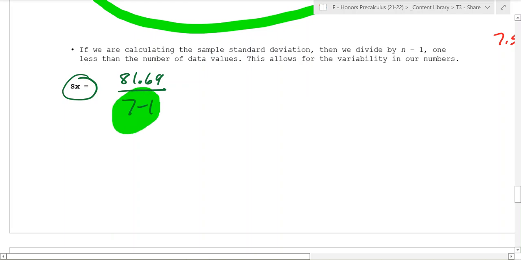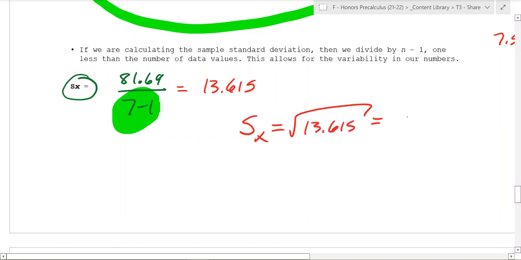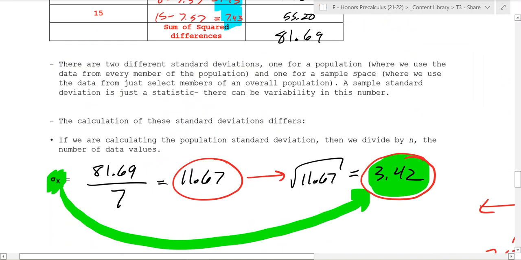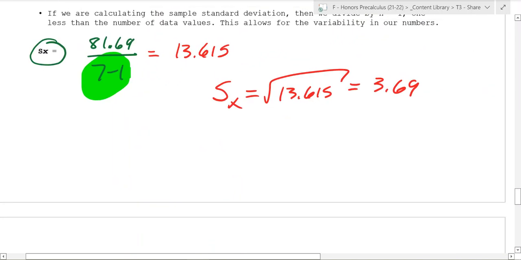So if this was a sample for the entire population, to treat it like a sample, you subtract 1. What you end up with there is 13.615, and then s sub x, so if this was a sample, is the square root of 13.615, and you end up with 3.69. Again, this would be if this table was a sample of the population, then it's more accurate to subtract 1 here. It adds in a little bit of variability in our numbers.